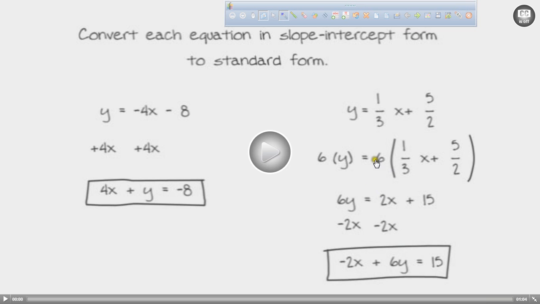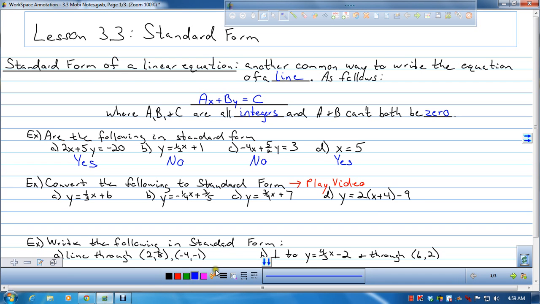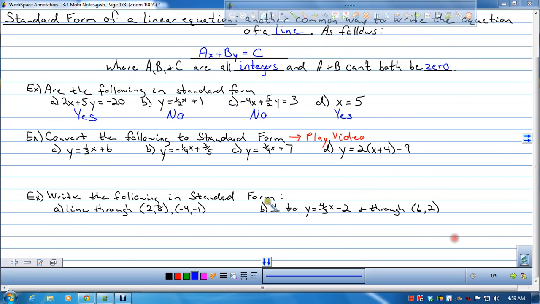Okay, I want you to notice what they did right here. I didn't want you to get lost here. The 6 times 1/3 would be 6 over 3, which is 2. So I'd be left with 2x. And then we're distributing here, right? So 6 times 5 over 2. 6 times 5 is 30, divided by 2 is 15. So I didn't want you to get lost there in that particular spot. So anyway, let's go ahead and do a few of these on our own.